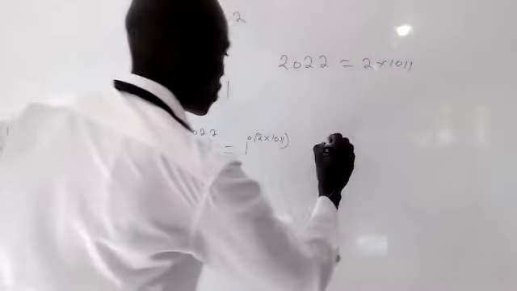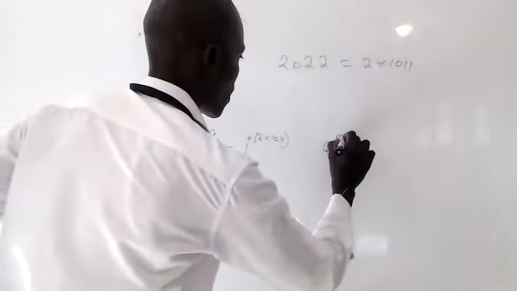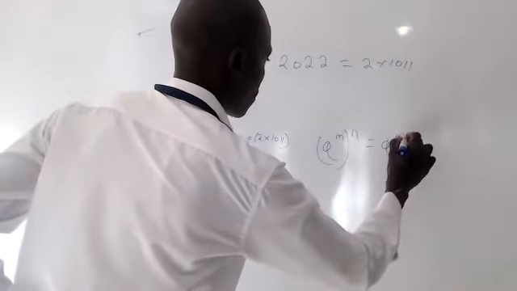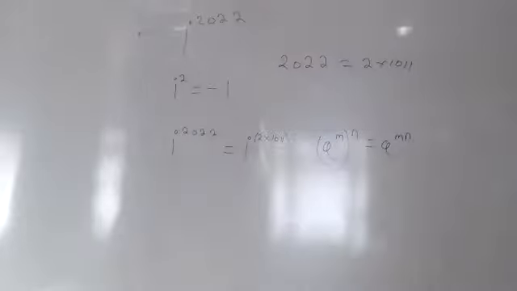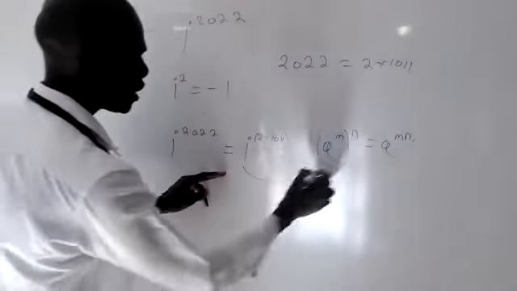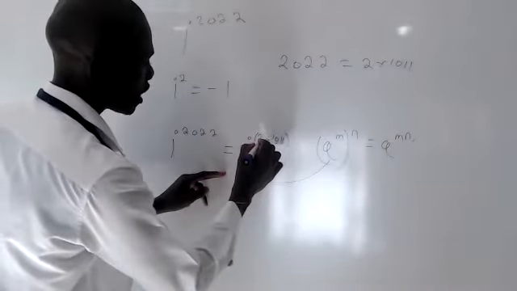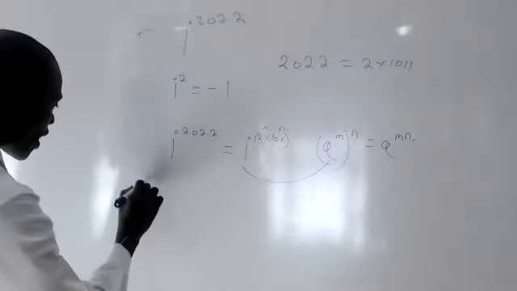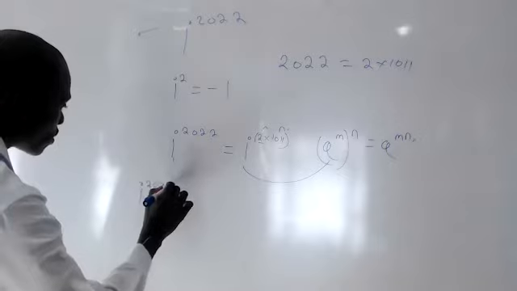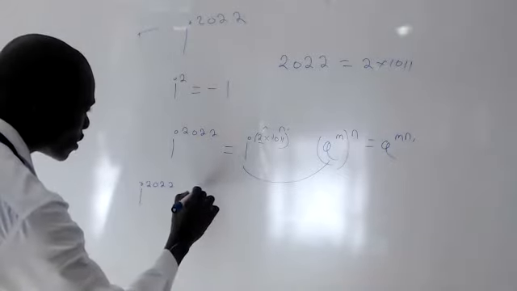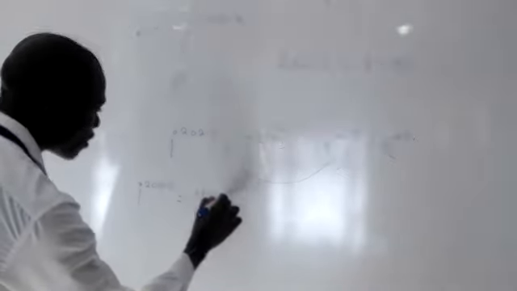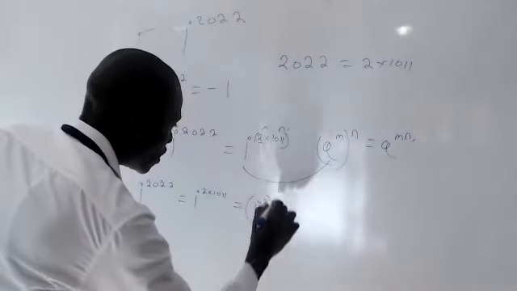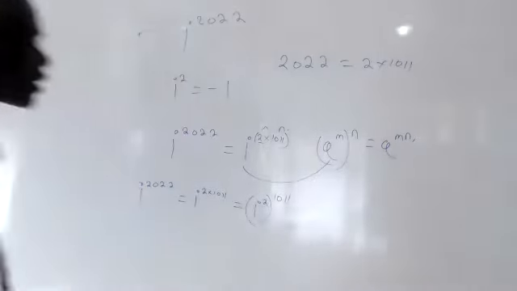Then you remember there's a law which tells you that a raised to the mn is the same as a raised to the m, all raised to n. So in this case, take a as i, take this as m, and take this as n. So you can write i raised to the 2022 as i raised to the 2 times 1011. You can write this as i squared, all of it raised to 1011.